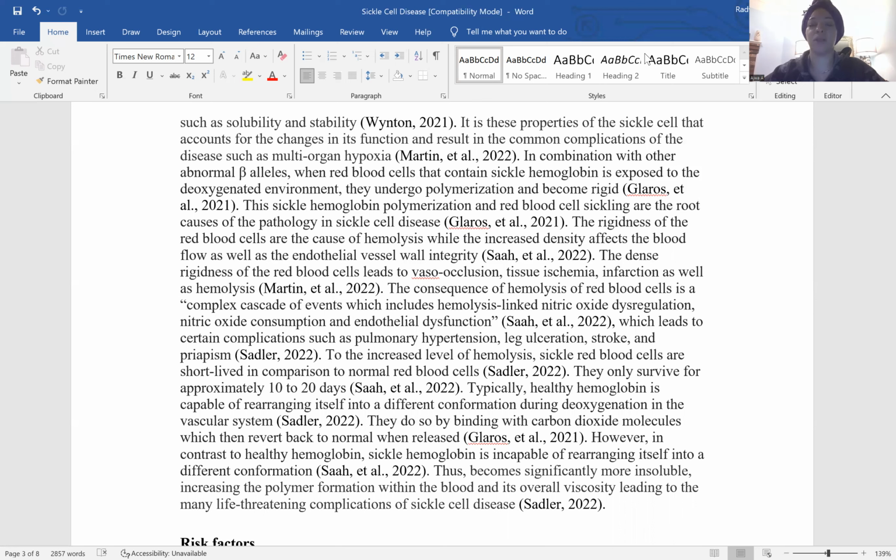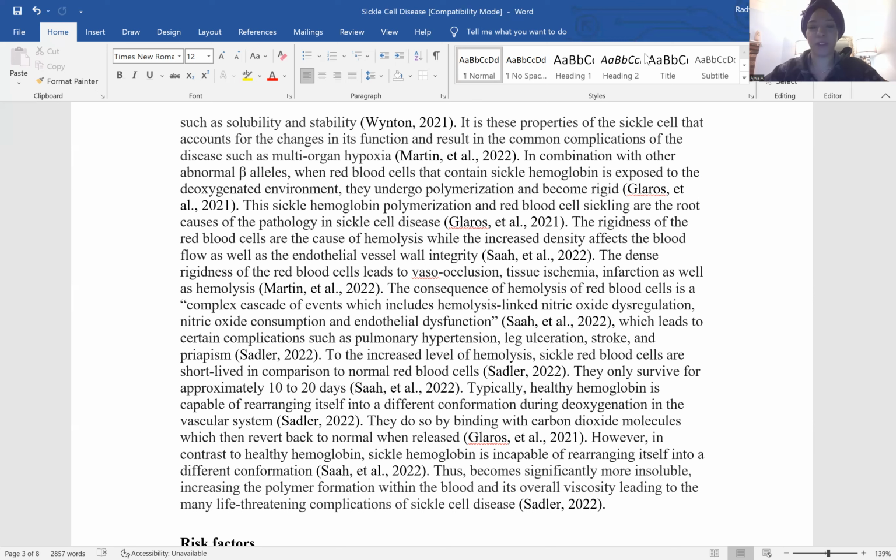In combination with other abnormal beta alleles, when red blood cells that contain sickle hemoglobin are exposed to a deoxygenated environment, they undergo polymerization and become rigid. The sickle hemoglobin polymerization and red blood cell sickling are the root causes of the pathology in sickle cell disease. The rigidness of the red blood cells is the cause of hemolysis, while increased density affects the blood flow as well as the endothelial vessel wall integrity.